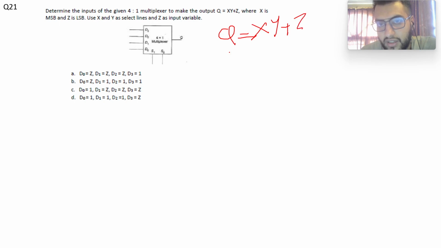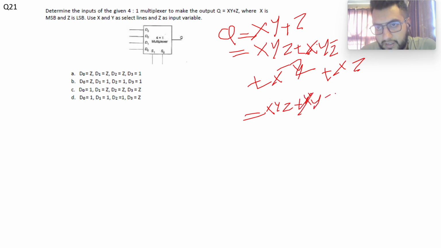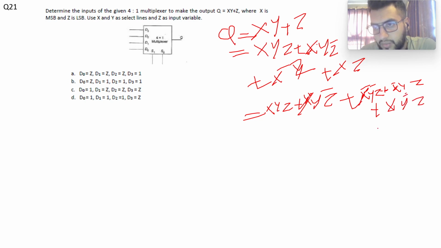Let's write it in the standard sum of products SOP form. This is xyz plus xyz bar plus x bar z plus xz, which is equal to xyz plus xyz bar plus x bar yz plus x bar y bar z plus x bar yz plus xy bar z plus xyz. You can cross check it, and this is equal to sum of minterms 1, 3, 5, 6, 7.